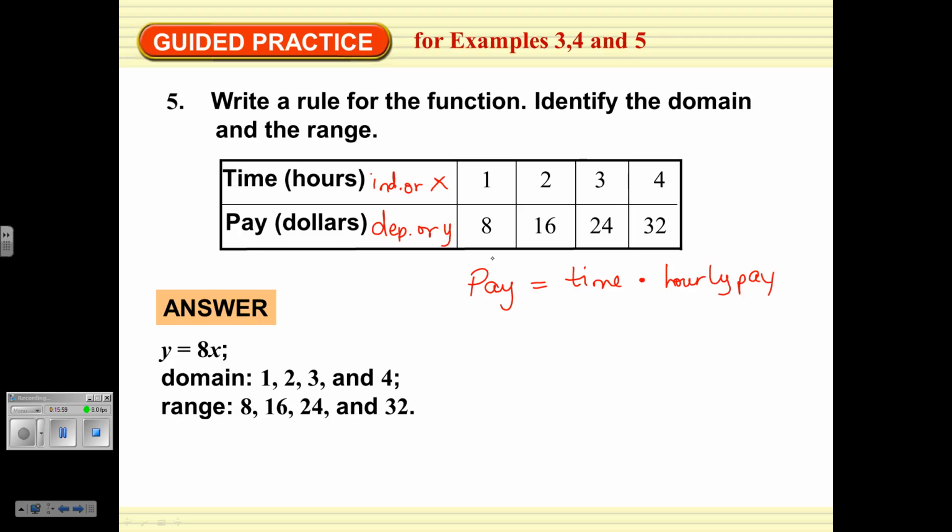Okay, so our time is in X, and we figured out our hourly pay was how much we're making per hour. So there we go. Y equals, and notice how I said we cannot have a variable first. We have our number first, $8 an hour, times the number of hours that we work. Okay? So our domain is obviously 1, 2, 3, and 4. Our range is 8, 16, 24, 32. There's our function rule and our domain and our range.